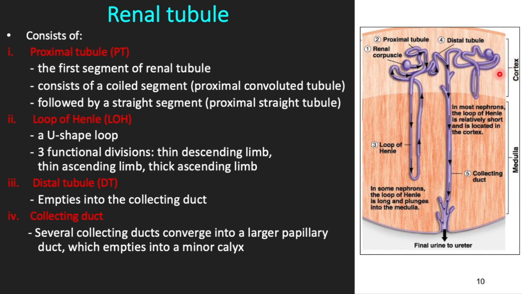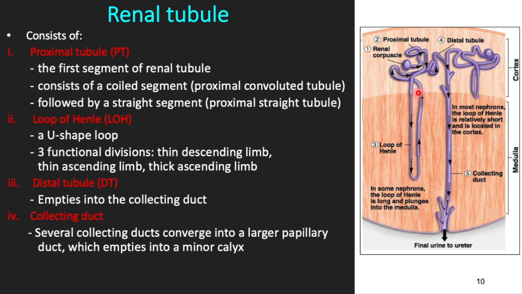Proceeding from the proximal straight tubule is the loop of Henle. It is a U-shaped loop. For superficial cortical nephron, the loop of Henle is located in the cortex, whereas for juxtamedullary nephron, the loop of Henle usually plunges into the medulla. The loop of Henle has three functional divisions, which are thin descending limb, thin ascending limb and thick ascending limb.